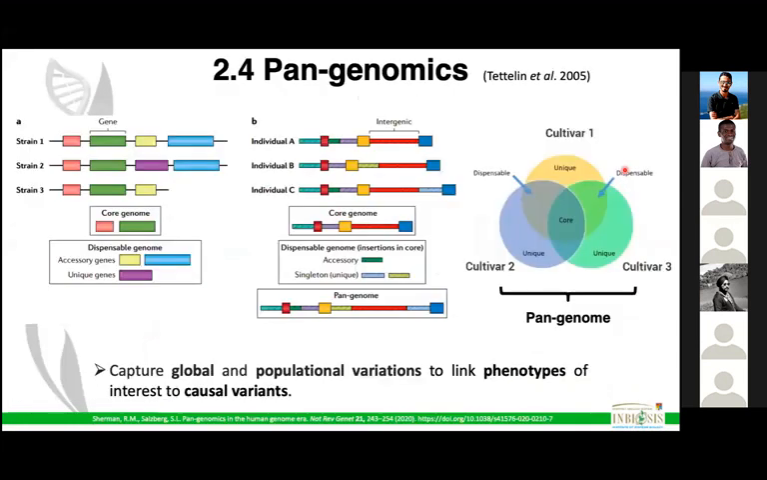And with resequencing of many plant populations, you get pangenomics. A pangenome is like combining all the cultivars and their variations together, including all the unique or accessory dispensable genome. Pangenomes are in contrast to the core genome, which deals with all the essential genes present in all the different cultivars. So a pangenome can capture global and population variation to link phenotypes of interest to causal variants.